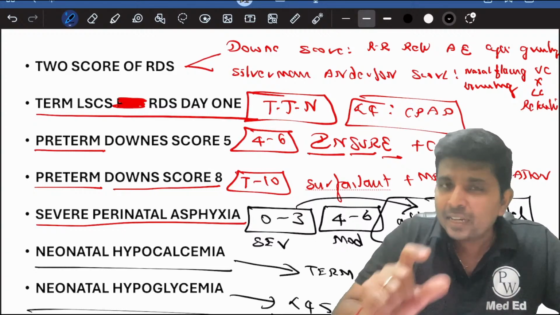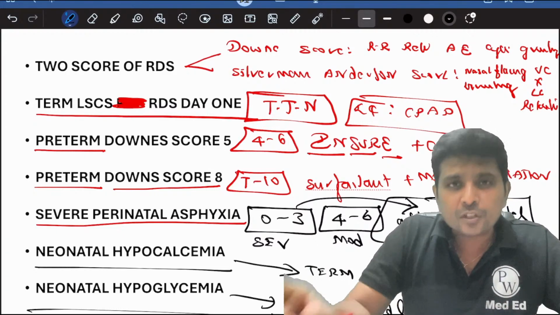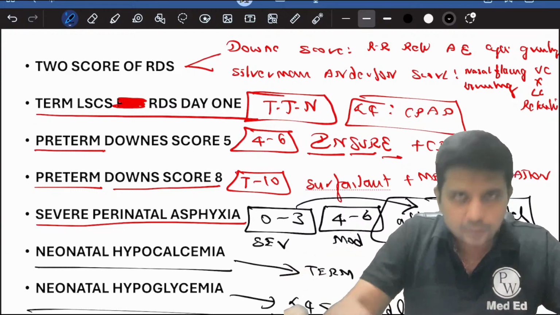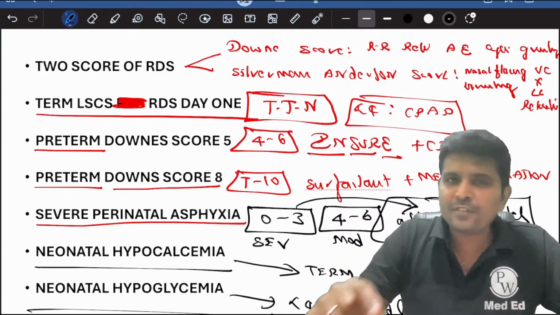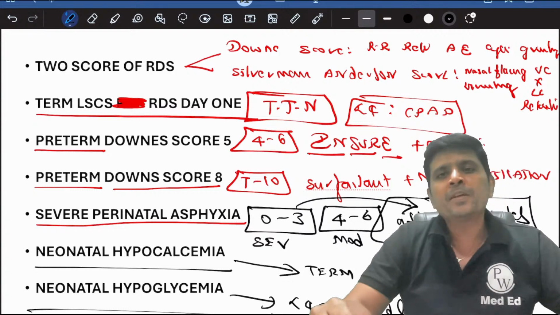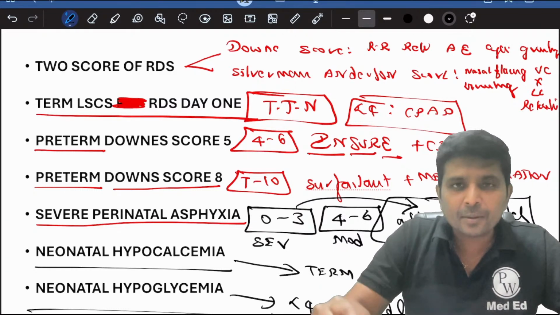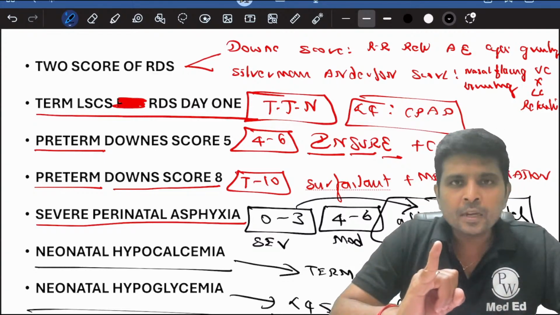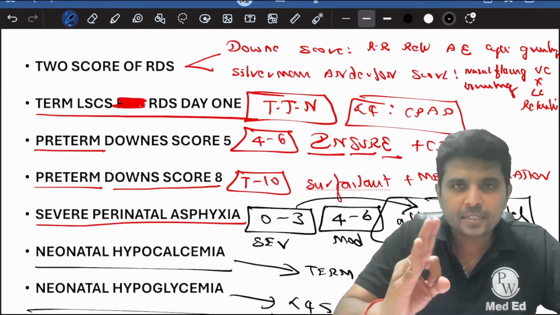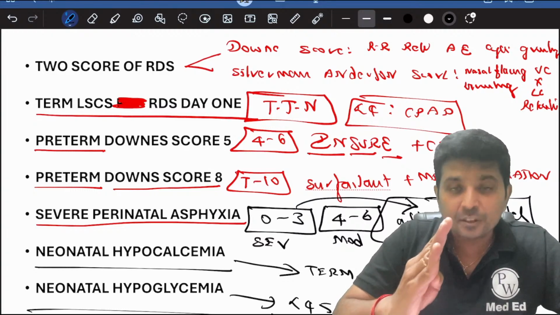0 to 3 is mild respiratory distress. 4 to 6 is called moderate respiratory distress. 7 to 10 is called severe respiratory distress. Another classification for respiratory distress with respect to preterm alone is the Silverman-Anderson score. In the Silverman-Anderson score, what are all the parameters? Very simple. One is nasal flaring. Second one is grunting. Third one is upper chest retraction. Fourth one is middle xiphoid retraction.